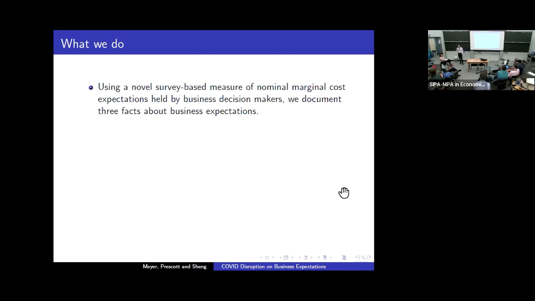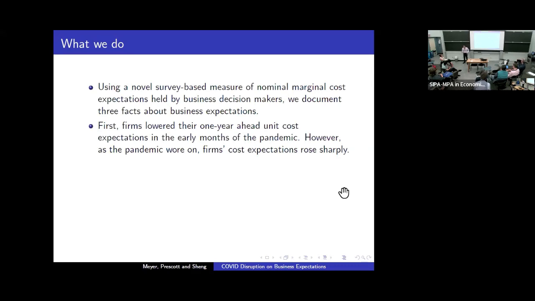We use a novel survey conducted by the Atlanta Fed. I'll give you background information on that. We document three stylized facts. First, firms lowered their one-year-ahead unit cost expectations in the early months of the pandemic. But as the pandemic continued, firms quickly increased their unit cost expectations.